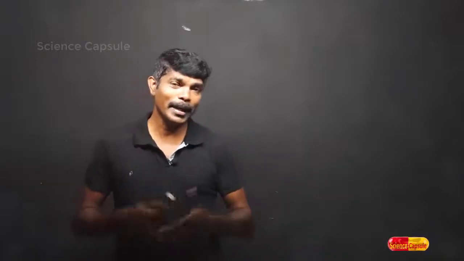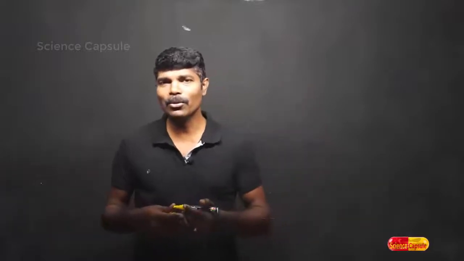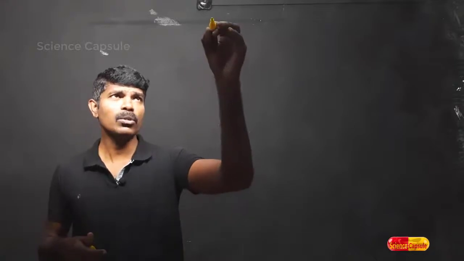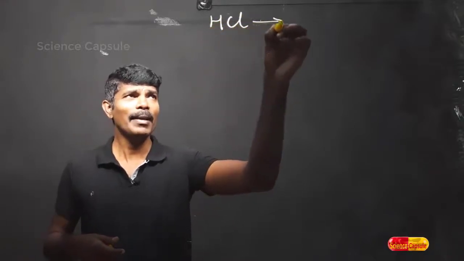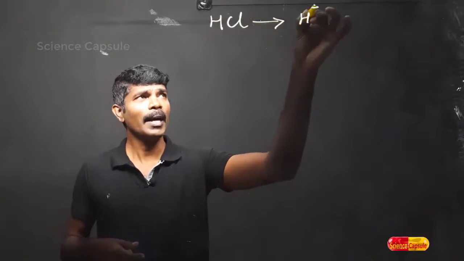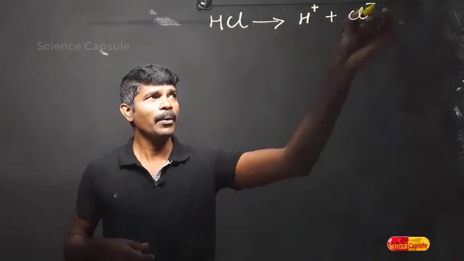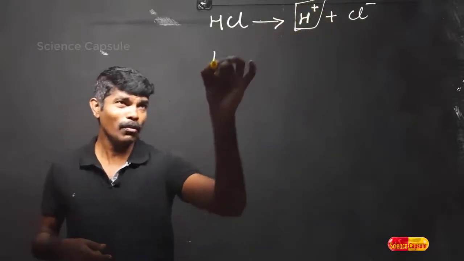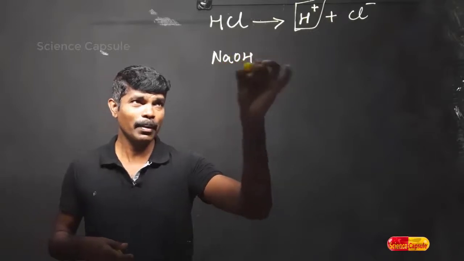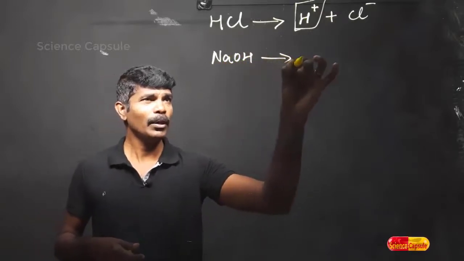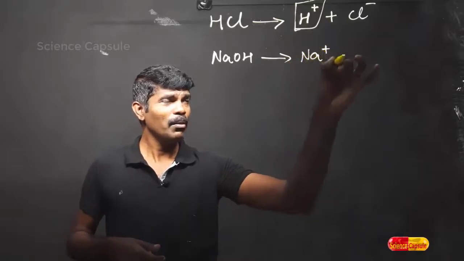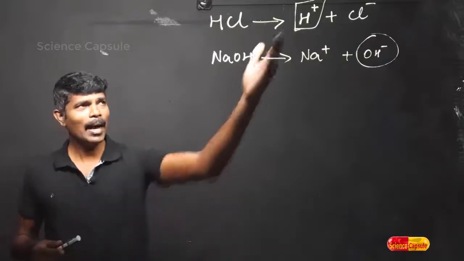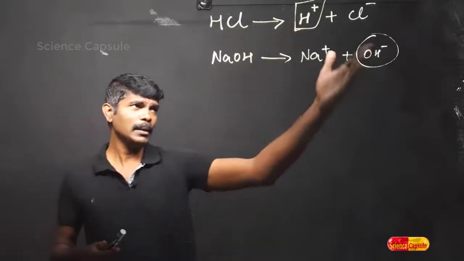To understand that, we have already seen what we get when an acid is dissolved in water: hydrogen ion. For example, HCl, when dissolved in water, gives hydrogen ion plus chloride ion, right? So in all acids, hydrogen ion is common. In case of a base, for example NaOH, when dissolved in water we get sodium ion plus hydroxyl ion. So in all the acids, hydrogen ion is common, and in all the bases, hydroxyl ion is common.